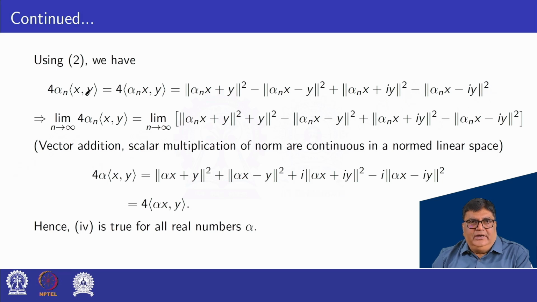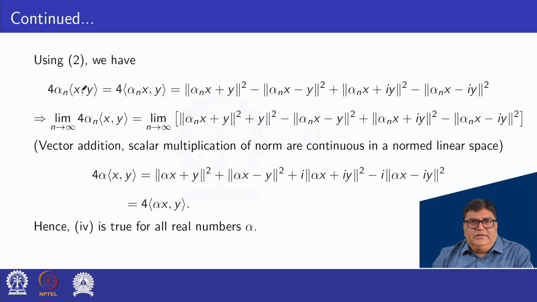Okay, so we can write this because alpha n is a rational number. As per the polarization identity, we can write this expression: the square of the norm of alpha n x plus y minus the norm of alpha n x minus y squared, plus the norm of alpha n x plus iy squared minus the norm of alpha n x minus iy squared. Okay, taking the limit as n tends to infinity, alpha n tends to alpha.